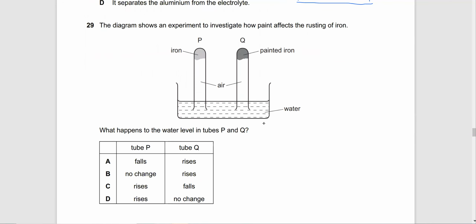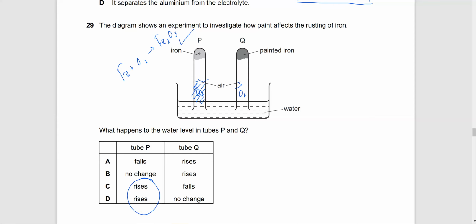Next is the diagram shows experiments to investigate how paint affects the rusting of iron. What happens to the water level in tubes P and Q? तो rusting किसके साथ होती है? ऑक्सीजन गैस के साथ. अब यहाँ पे रस्टिंग होगी, because the iron is not protected. So what's going to happen is the oxygen gets used up. I mean the Fe, the iron, reacts with oxygen and produces rust, which is Fe2O3. तो ऑक्सीजन यूज अप हो जाएगी तो दिस वाटर लेवल वुड स्टार्ट टू राइज क्योंकि बीच में गैस खत्म हो जाएगी सो इट्स गोइंग टू एक्ट लाइक अ वैक्यूम.